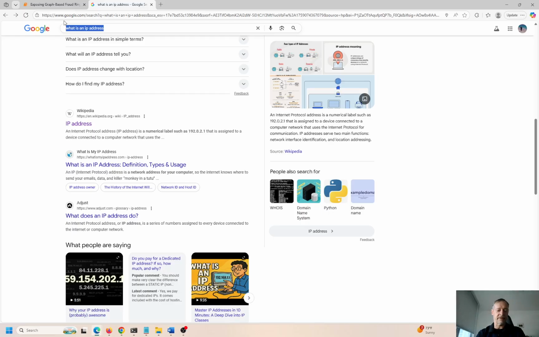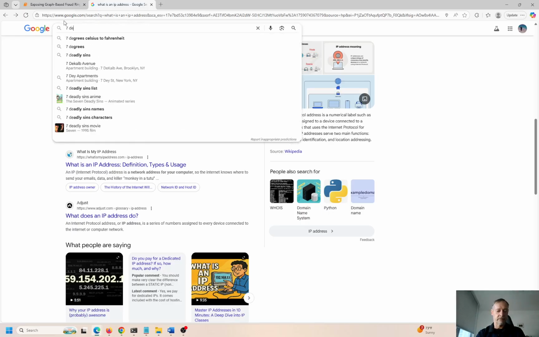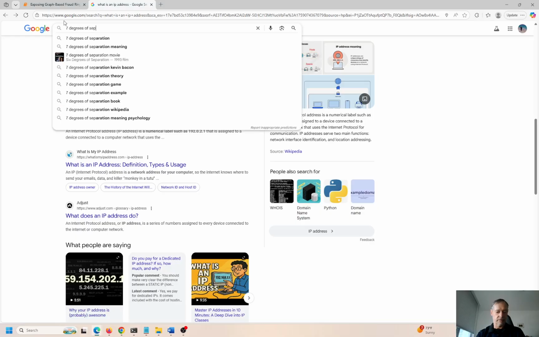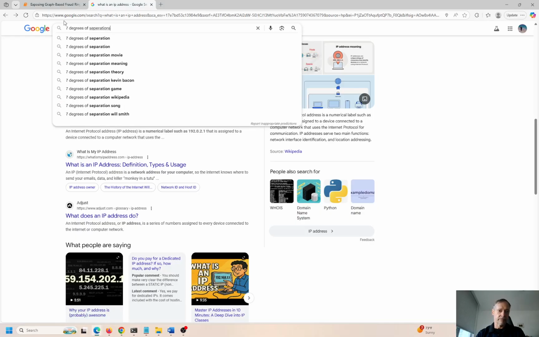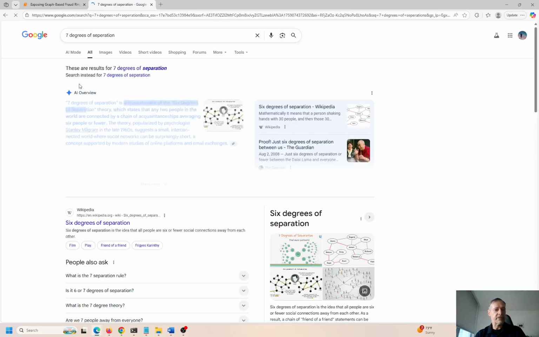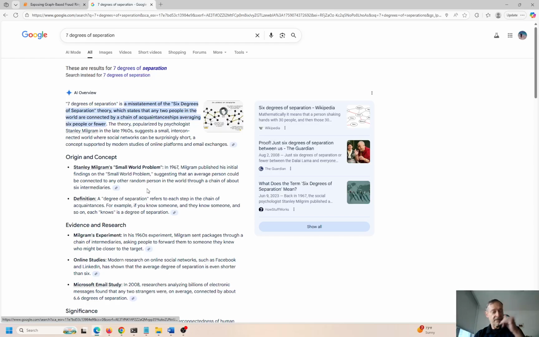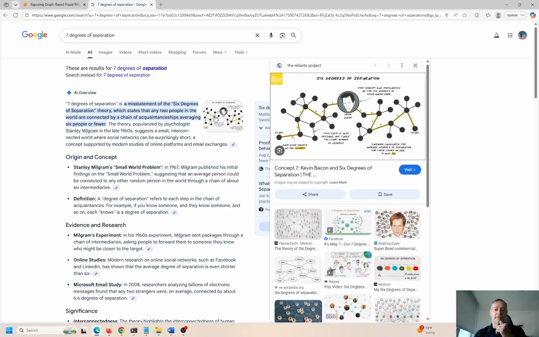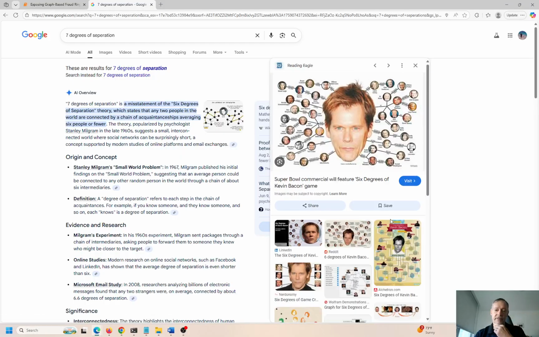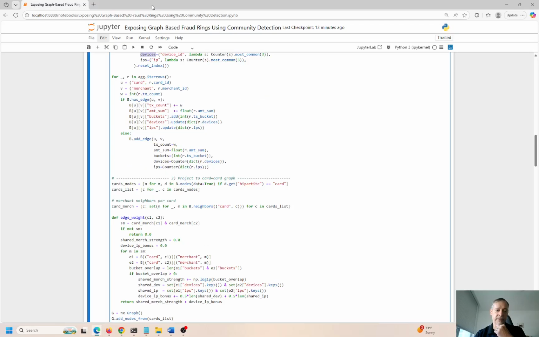What was that thing? I forgot. 7 degrees? I think this is it, 7 degrees of separation. Oh, it's 6 degrees, whatever. I heard about this a long time ago. And apparently everybody is connected to everybody else. And somehow within 6 degrees, everybody's connected to Kevin Bacon. Here's a good image over here. Okay, so that's kind of what we're trying to do with this network graph. Okay, let me put that away.